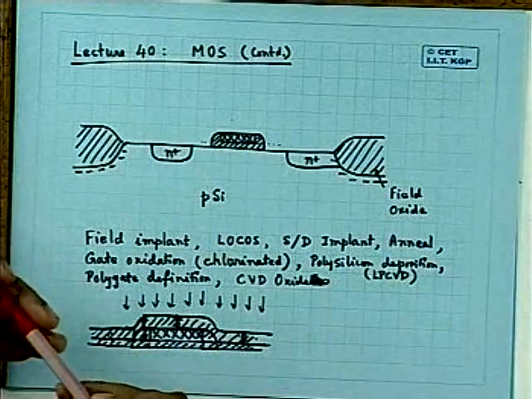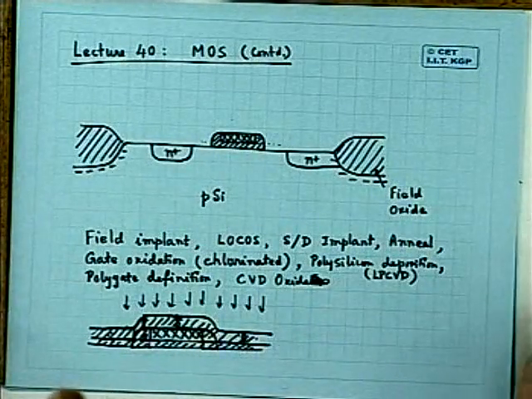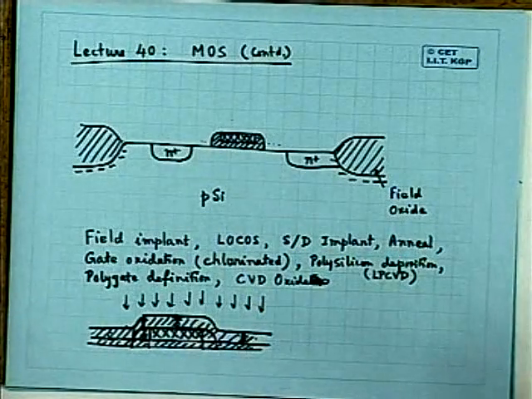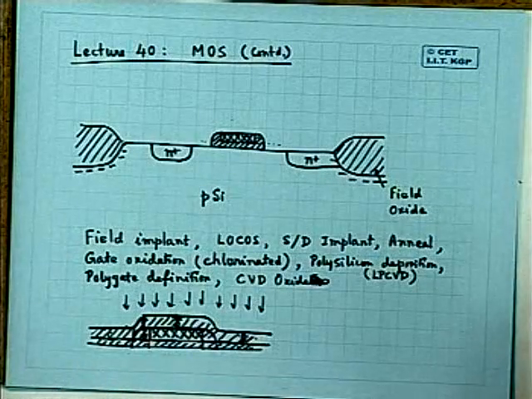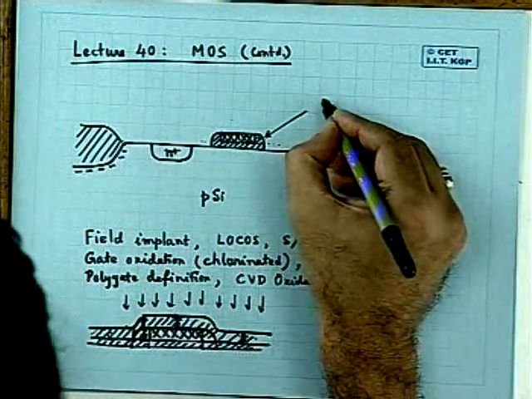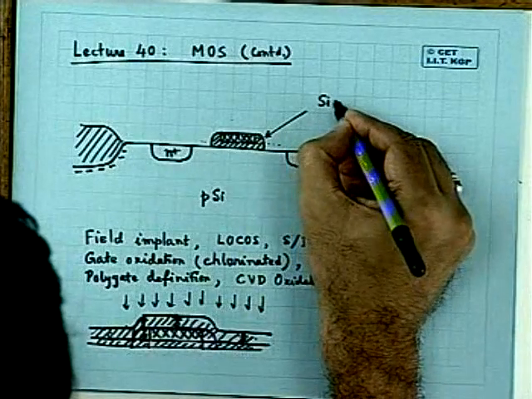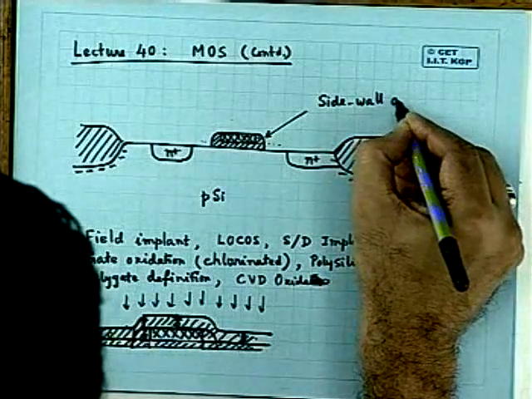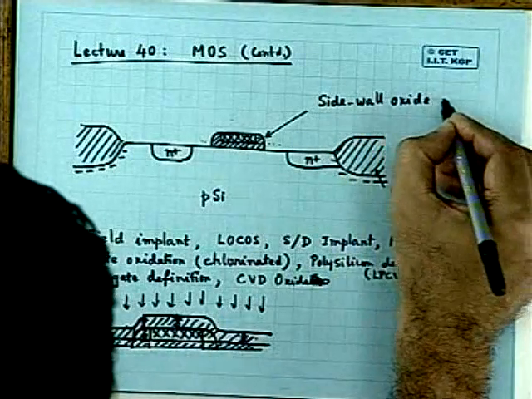These are called sidewall spacers. These oxide films at the sides, they are called sidewall spacer oxides, SPACER. Sidewall oxide spacers.